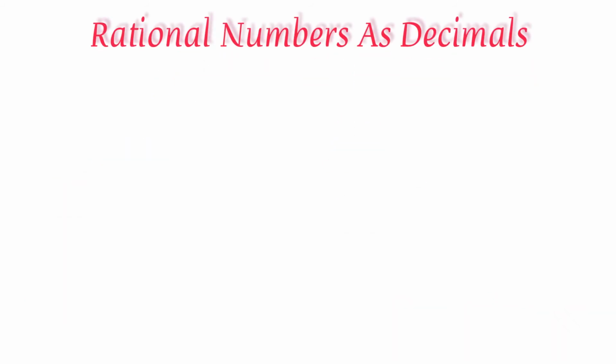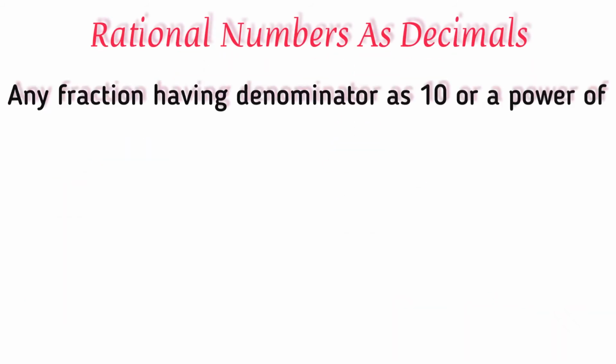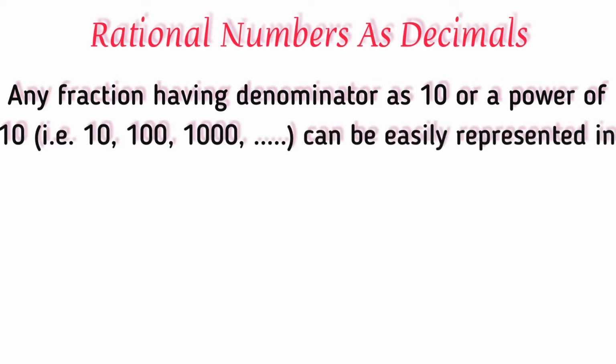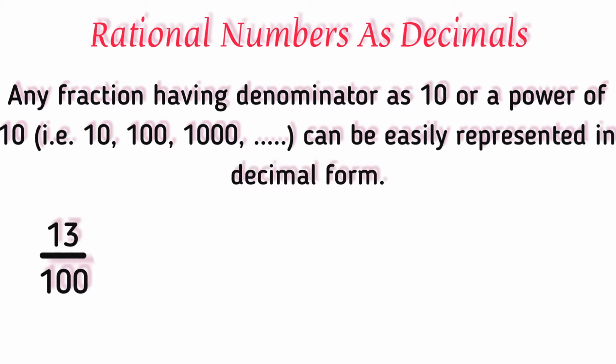Rational numbers as decimals. We know that any fraction having denominator as 10 or a power of 10 can be easily represented in decimal form. For example, 13 upon 100. Since the denominator is having two zeros, we would place the decimal before two digits in the numerator. So the decimal form is 0.13.